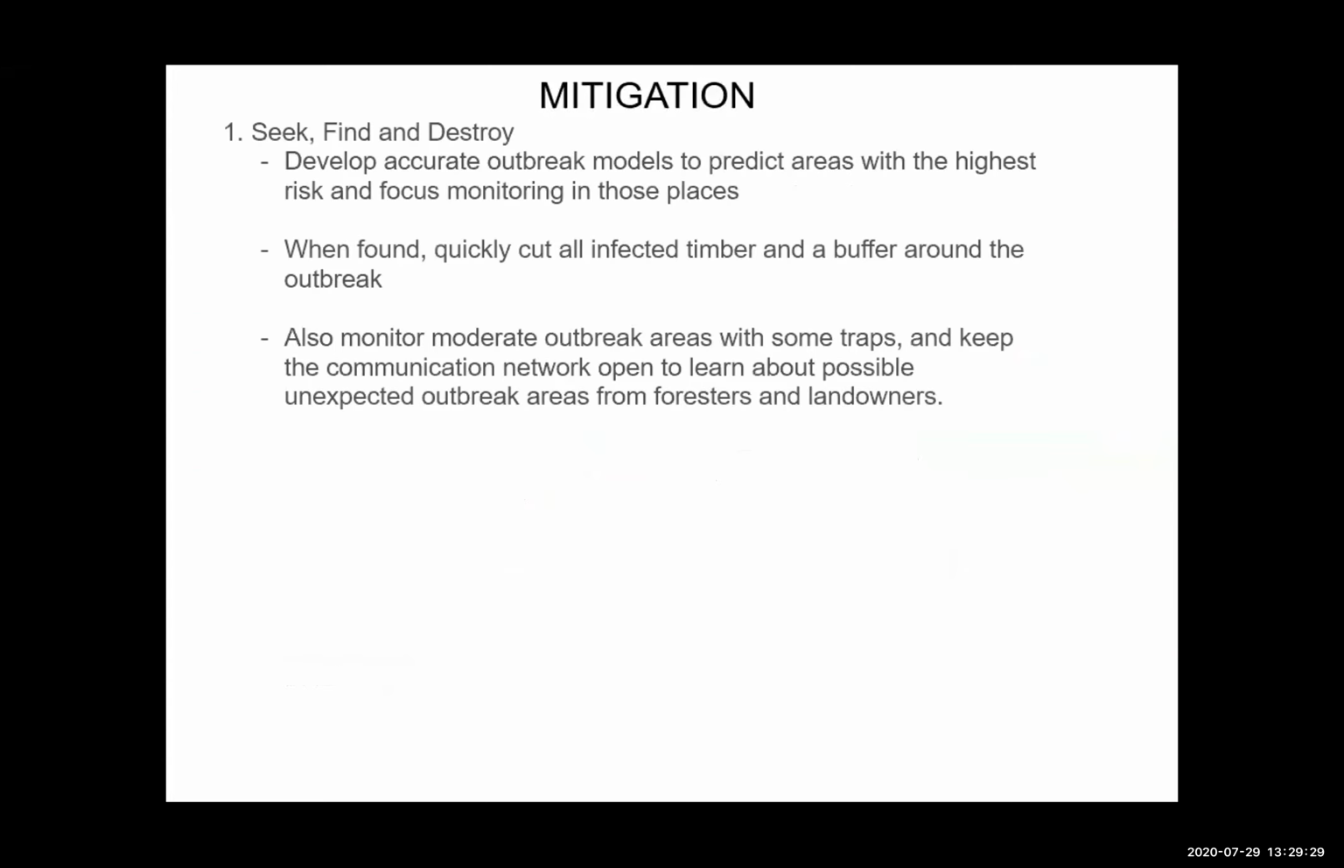So there's a lot of different mitigation management you can do. As I said, the main one is to cut down the trees and get rid of them, but also monitor with traps, to use that as a tool to find out where the beetles are occurring and to be aware of that so that you're monitoring for those very closely.